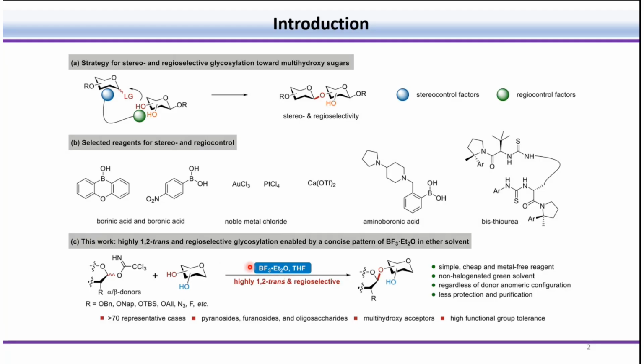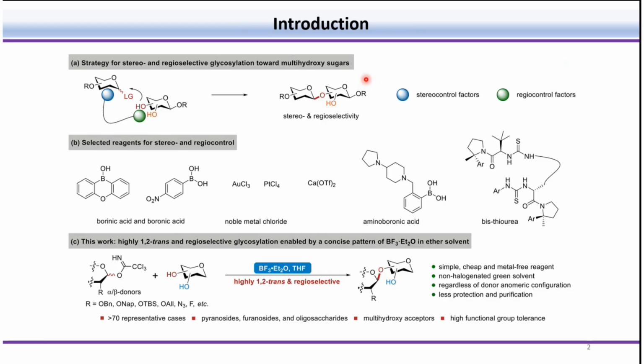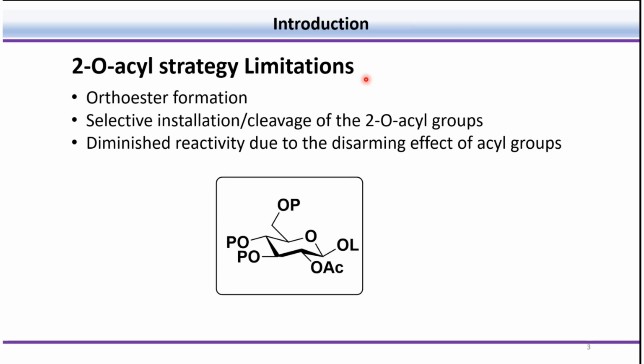So this method is cheap, simple and metal-free. No halogenated catalyst is used. Regardless of donor configuration, they get very selective results with less protection and purification, because here we introduce regioselectivity. They are also selectively doing glycosylation. In general, for alpha or beta selectivity, we use the OAc strategy.